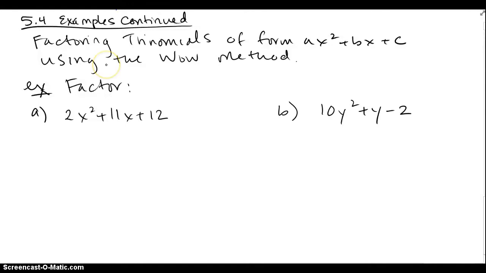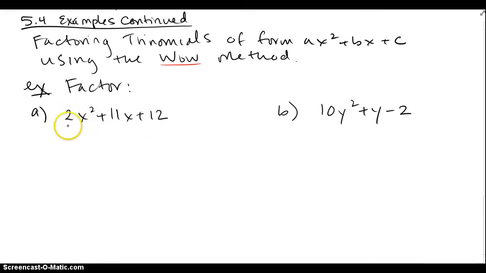Okay, let's continue with some examples for trinomials of this form with a leading coefficient other than 1. And we're going to use the wow method for all of these from here on. Any method you use is perfectly fine as long as you can factor. So factor, it starts with a 2.